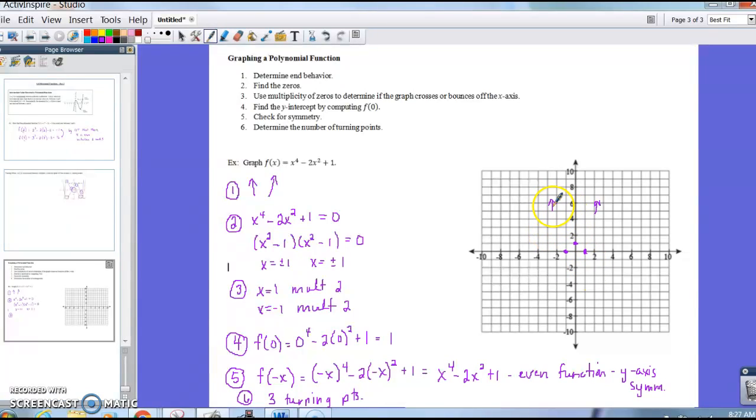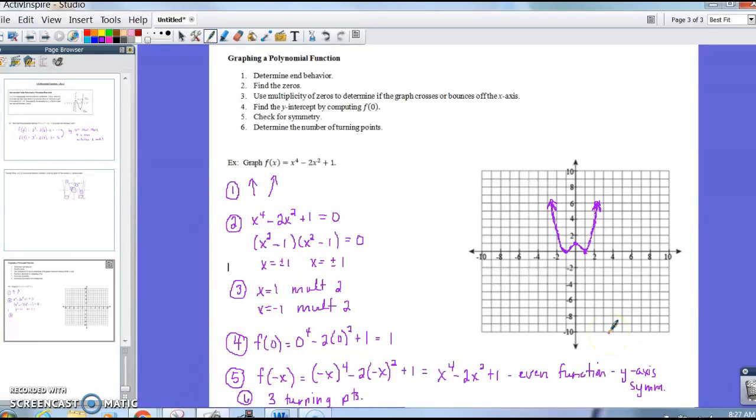So based on that information, here's a sketch of what my graph is going to look like. So I'm going to get to my root, I'm going to bounce off. I'm going to get to my other root and bounce off. And there's your graph. And that's just a rough sketch of the graph.